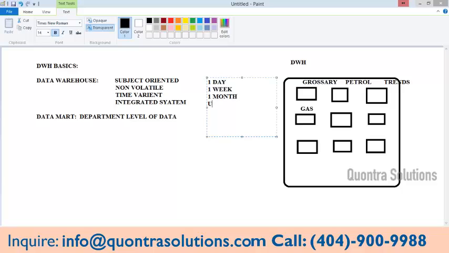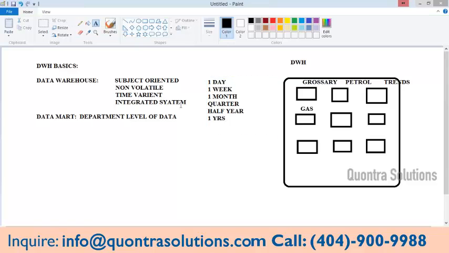one month of data, quarterly data, half-yearly data, and one year of data. This way, we move the data into a data warehouse. Any insertions and updations will be performed on a timely basis. Only at a particular time will those insertions and updations be carried out. That is about time variant.